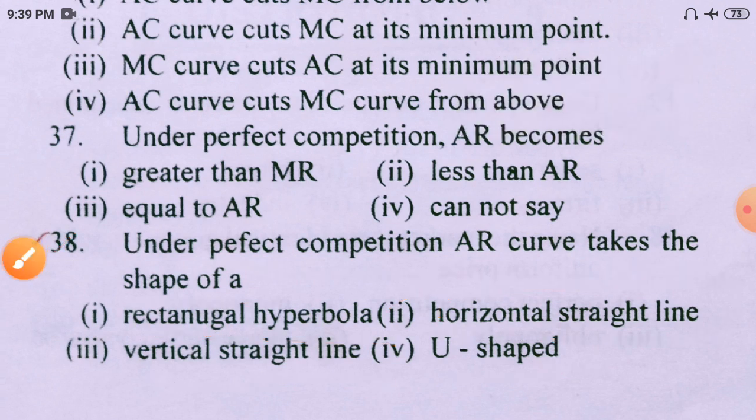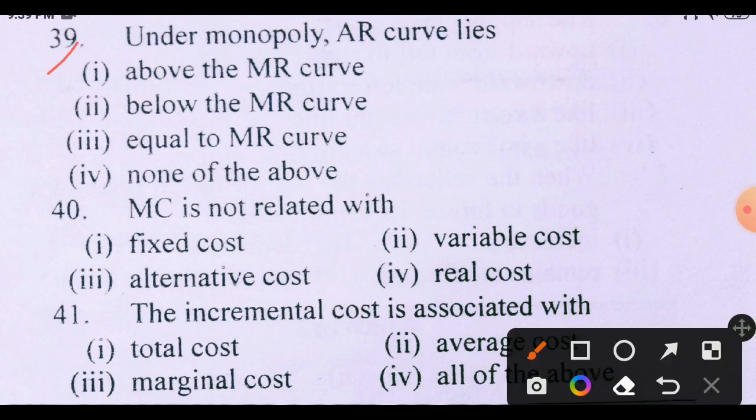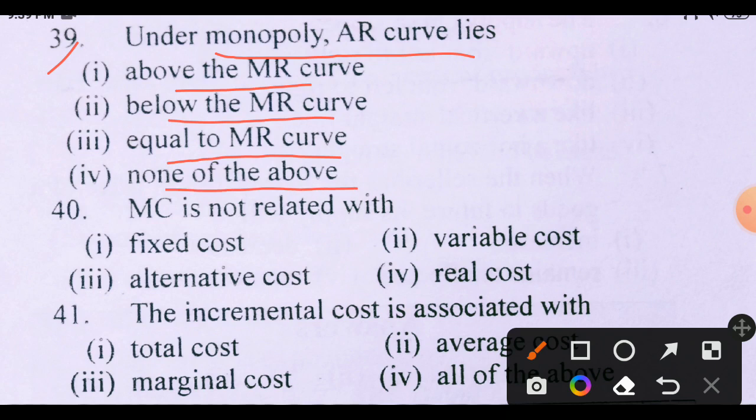Next, number 39. Under monopoly, the AR curve lies: (i) above the MR curve, (ii) below the MR curve, (iii) equal to the MR curve, (iv) none of the above. The correct one is (i) above the MR curve. Under monopoly, the AR curve lies above the MR curve.